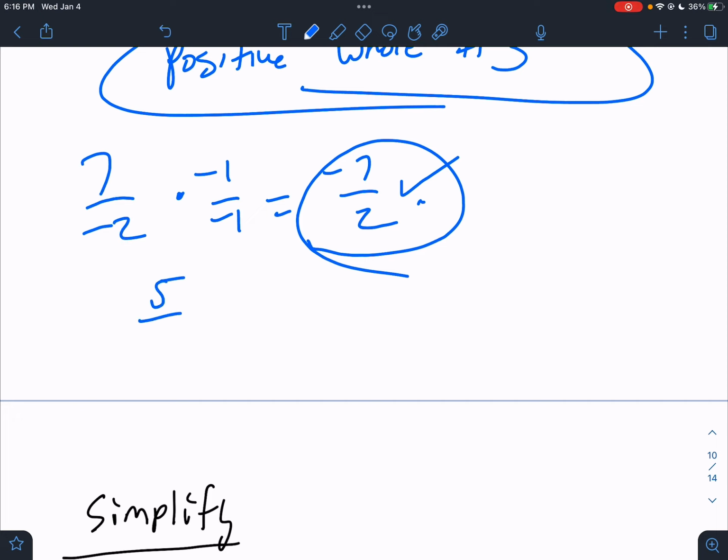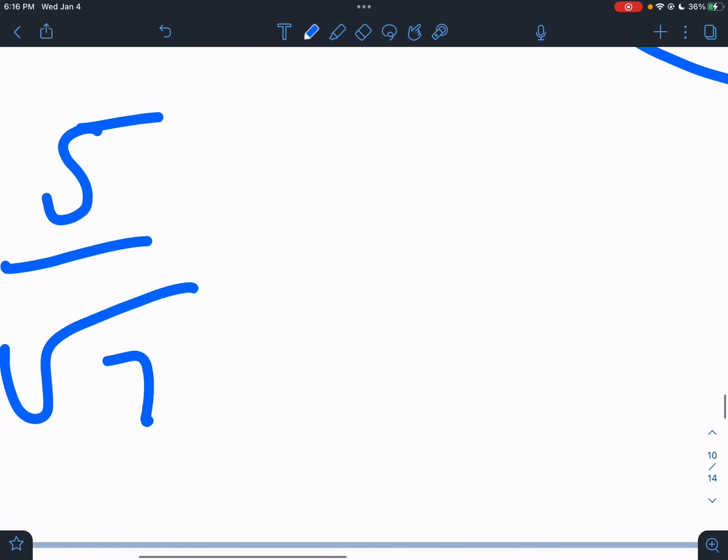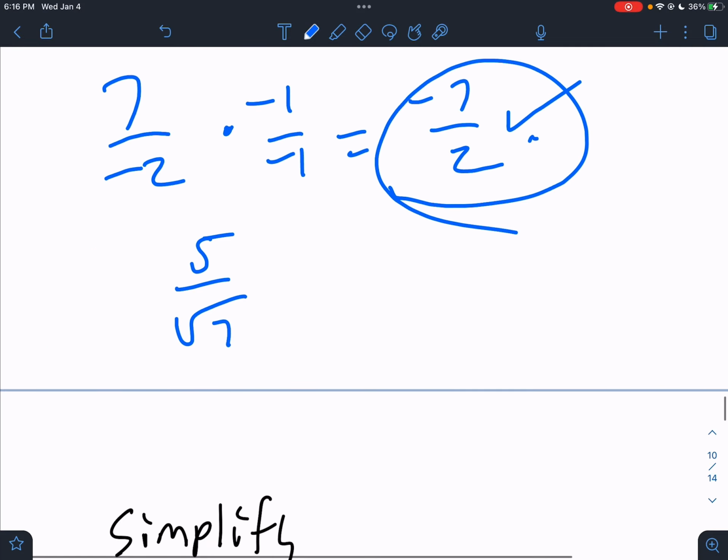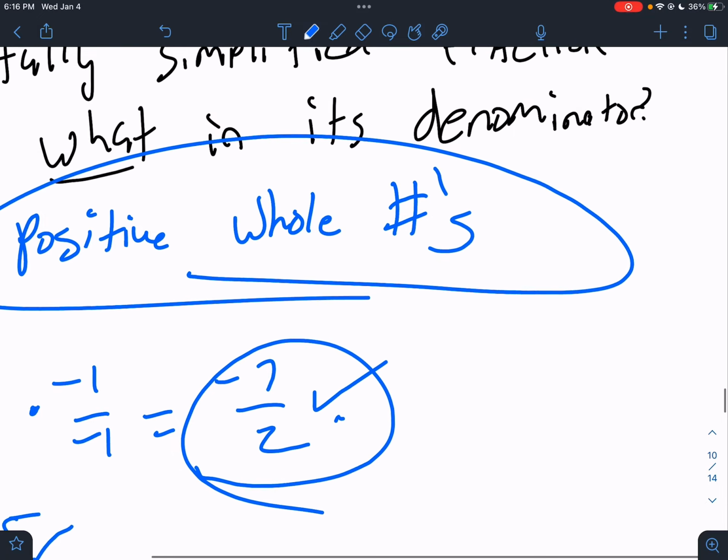Also, like if I had 5 divided by the square root of 7, right? That's not a whole number, right? 5 divided by, that's almost 3. So I don't know, 2.8, I don't know. Can you do $5 divided by 2.8 people? You can't do it. So that's not simplified. You need positive whole numbers in the denominator.